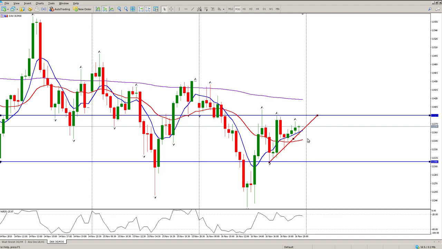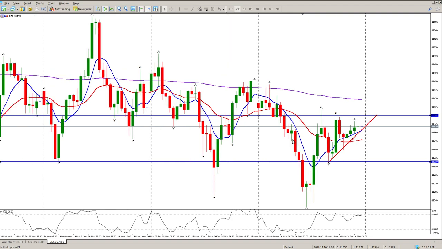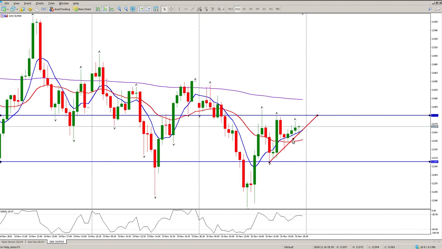And I suspect we're only going to really move in a direction late this afternoon. I'm not really convinced that the European session will move. Maybe wrong, but I think this is kind of the trend line that's going to be in place.